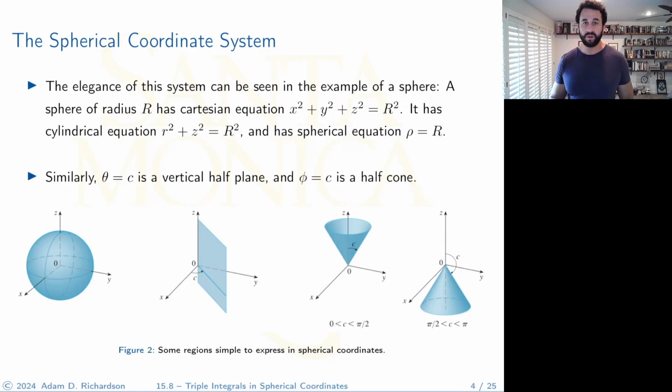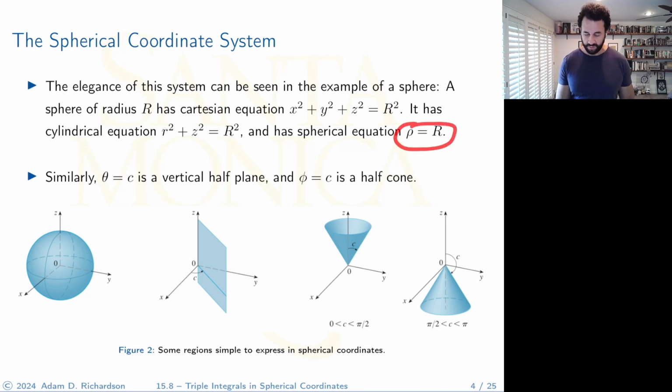Now, one of the nice things about a different coordinate system, as we saw in the past, is that it can describe certain objects in a more elegant way than they might be described in a different coordinate system. Here's a great example. Think about a sphere. A sphere of radius capital R has a Cartesian equation given like this. That's the sphere centered at the origin with radius capital R. In cylindrical coordinates, you could rewrite it as little r squared plus z squared equals capital R squared. But in spherical coordinates, it's literally just rho equals R.